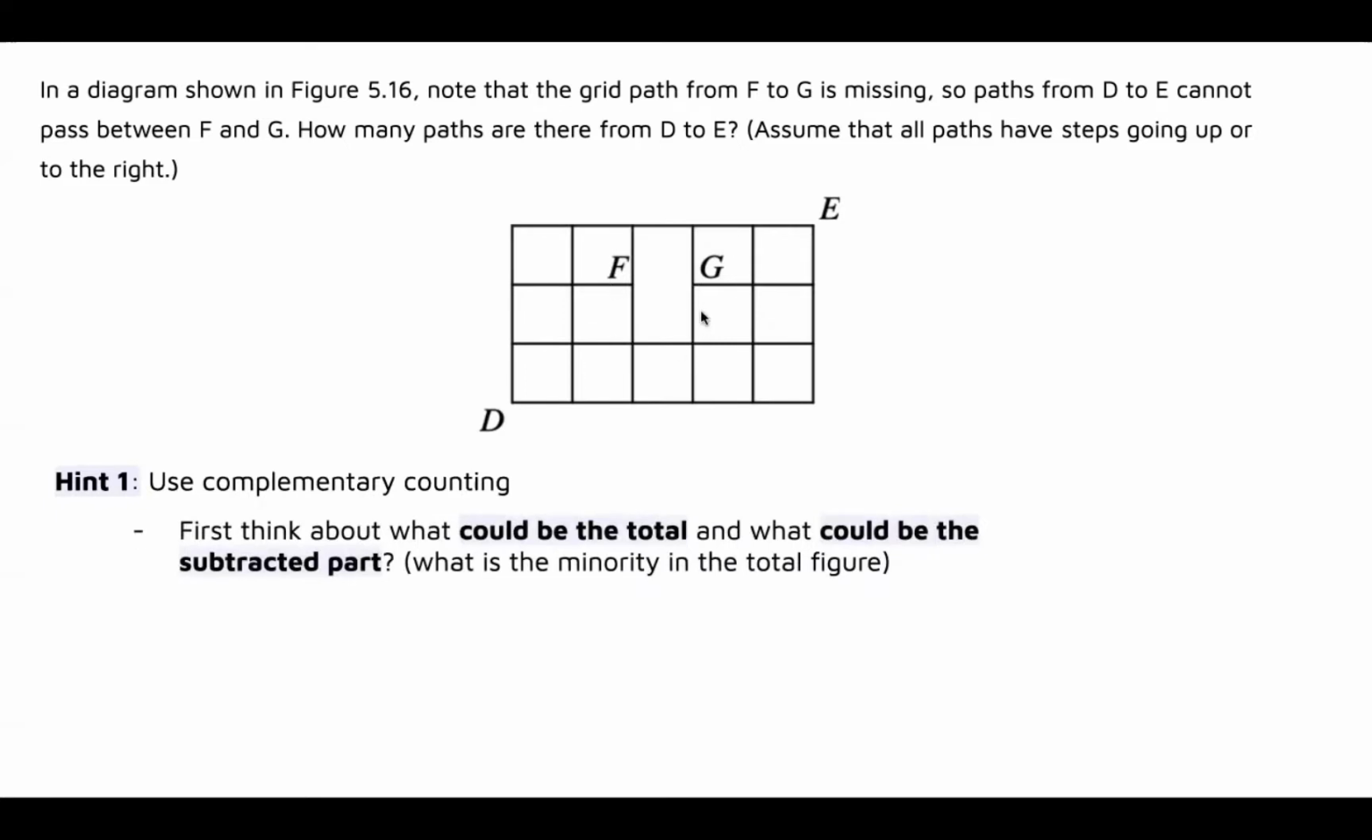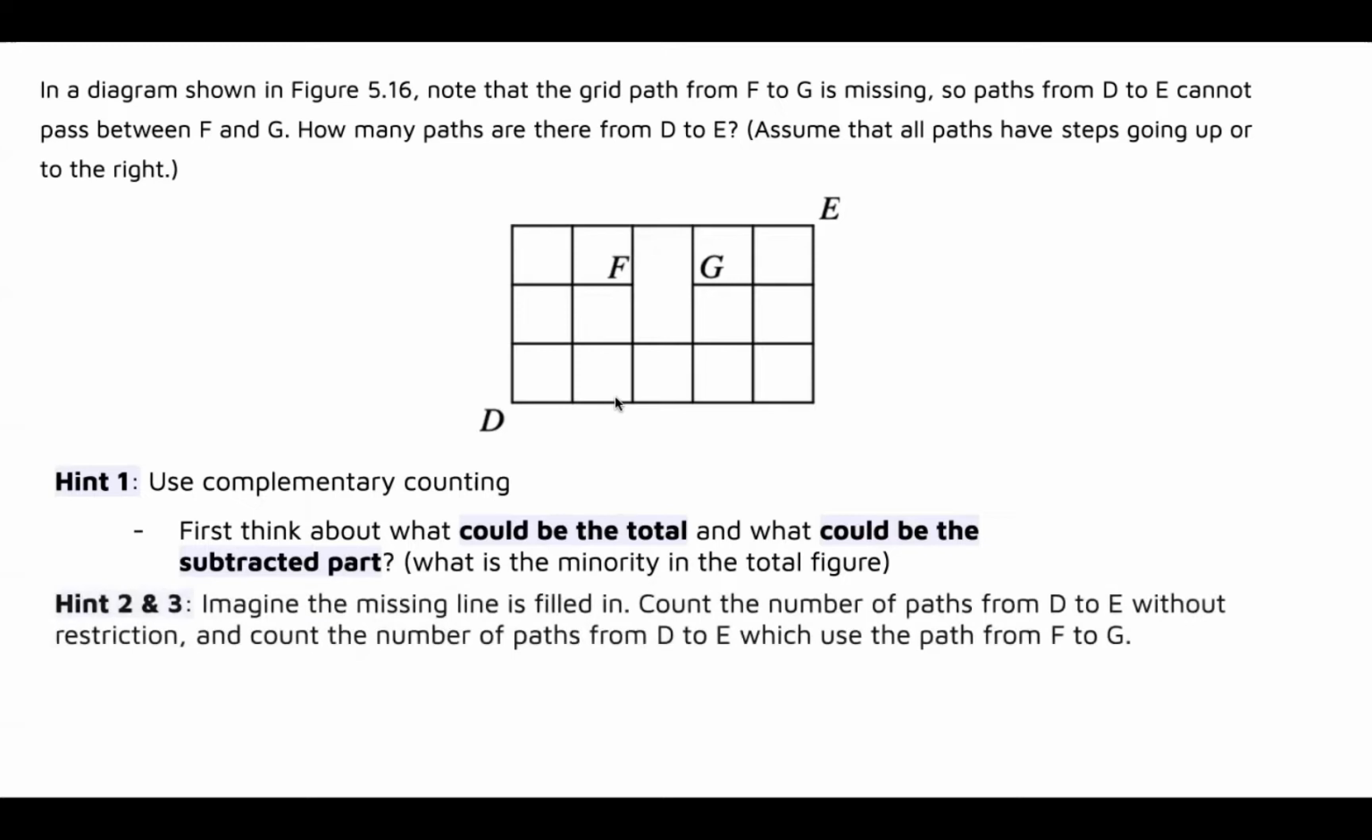So what do we see is missing? F to G. So that might be a possible thing that we can work complementary counting on. Another way you can think about it is, what is the minority in the total figure? The second and third hint are the same. The second one just tells you the longer version of the third one.